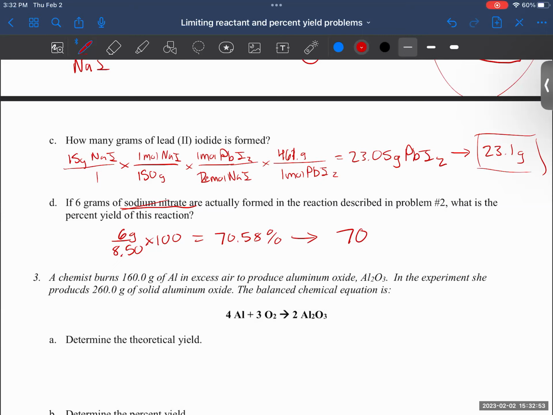How do y'all feel about that? Everyone on Zoom and all the students in the class. I wish I had a 7% yield. It's not nice.